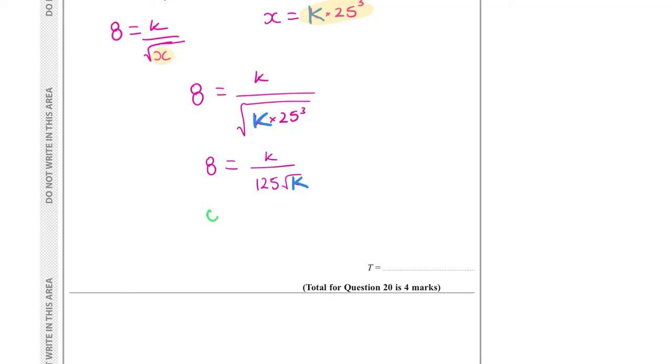So technically, we could just say, well, this is 8 over, give me another random letter. C. Our constant over 125. Hey, it doesn't matter to us what this constant is. We just need to find this constant. So 8 times 125 is 1,000. So our constant is technically 1,000.